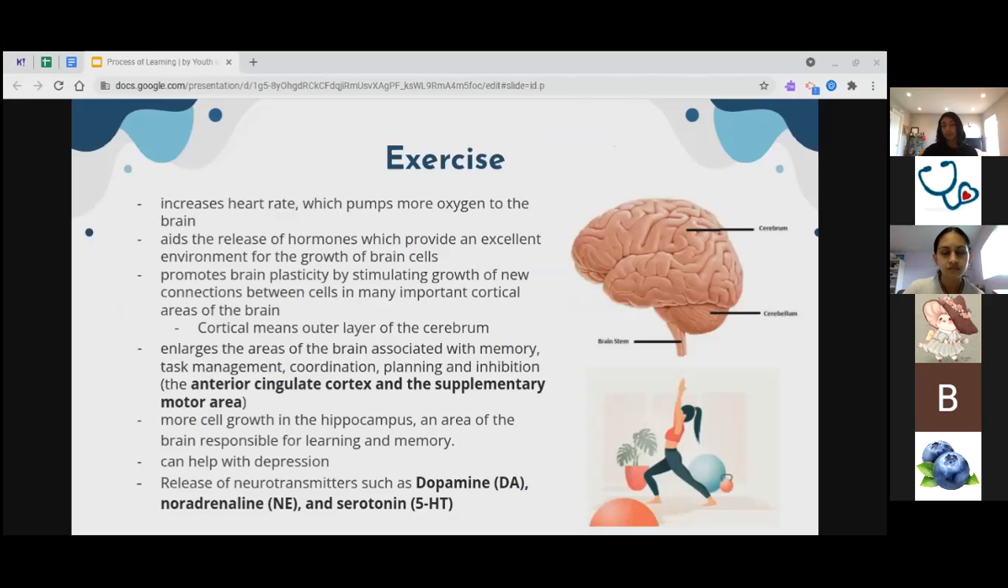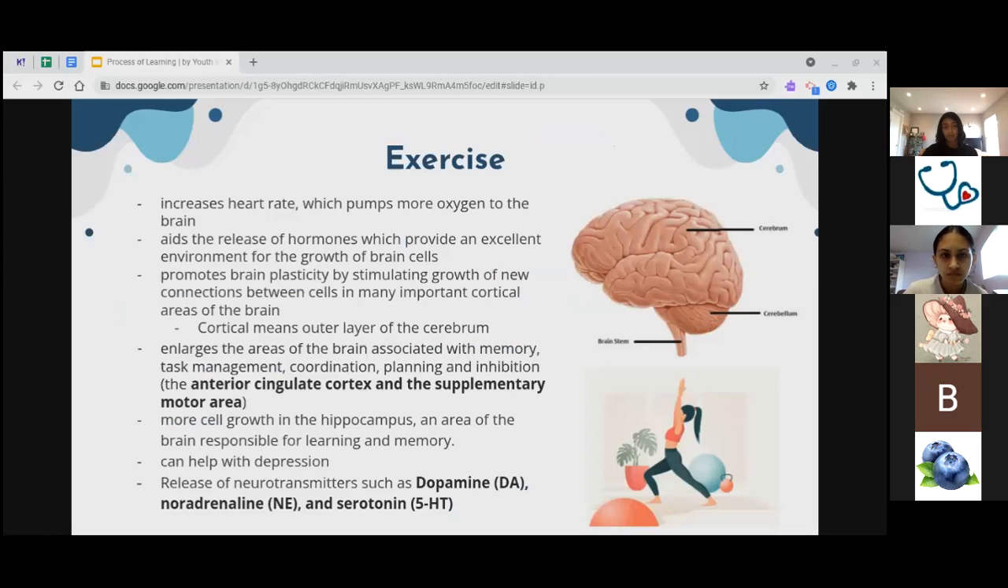Okay, next we'll be talking about exercise. Exercise increases your heart rate, which pumps more oxygen to the brain, and this aids the release of hormones, which provide an excellent environment for brain cells to grow. And so while the brain cells are growing, there's new connections that are formed, and then this helps create brain plasticity in the cortical areas of the brain.